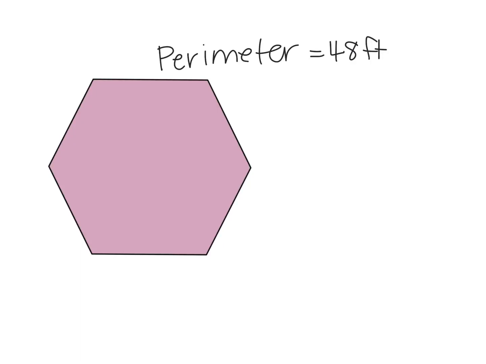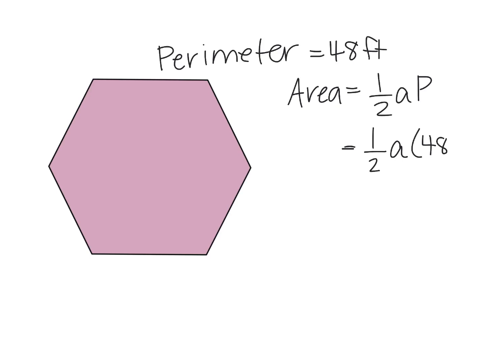Okay, so if the perimeter of our hexagon is going to be 48 feet, and we want to go through the process of calculating the area, we look at our formula, which is 1/2 times the apothem times the perimeter. We already know the value of our perimeter since that was given to us, but now we need to go through the process of finding the apothem.